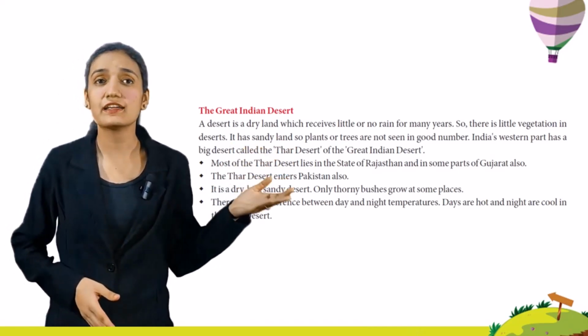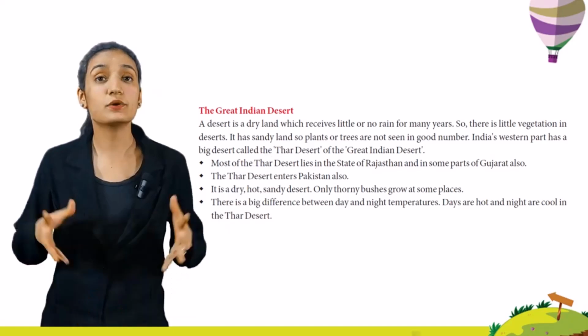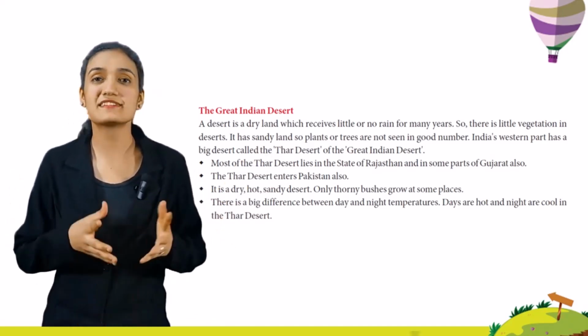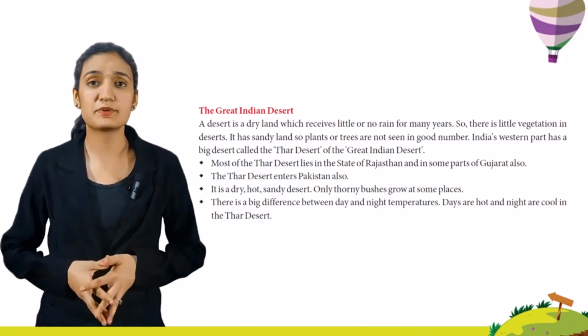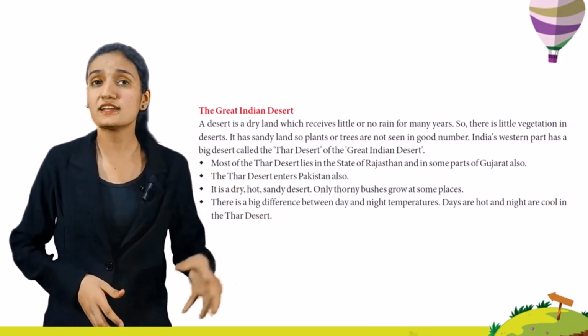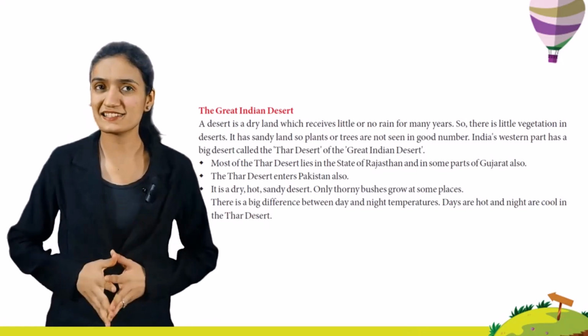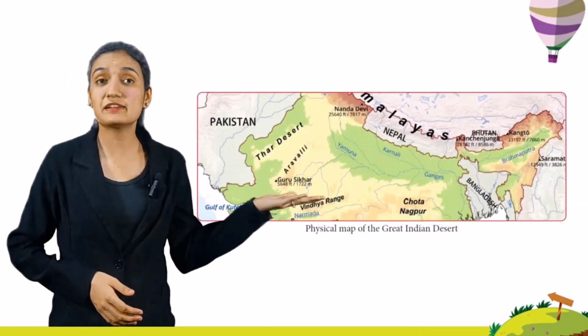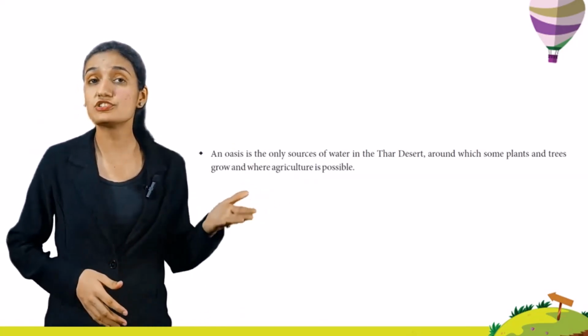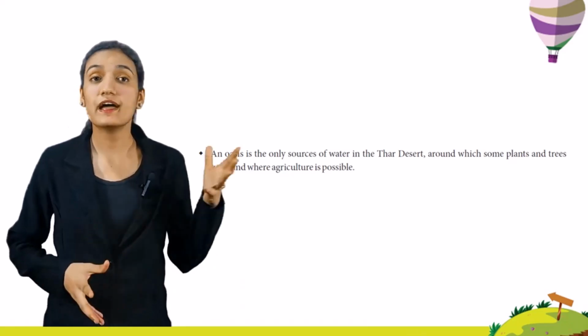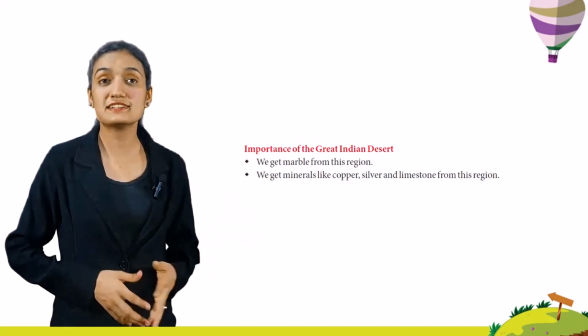It is a dry, hot, sandy desert. Only thorny bushes grow at some places. There is a big difference between day and night temperatures. Days are hot and nights are cool in the Thar Desert. Here you can see the physical map of the Great Indian Desert. An oasis is the only source of water in the Thar Desert, around which some plants and trees grow and where agriculture is possible. Importance of the Great Indian Desert.